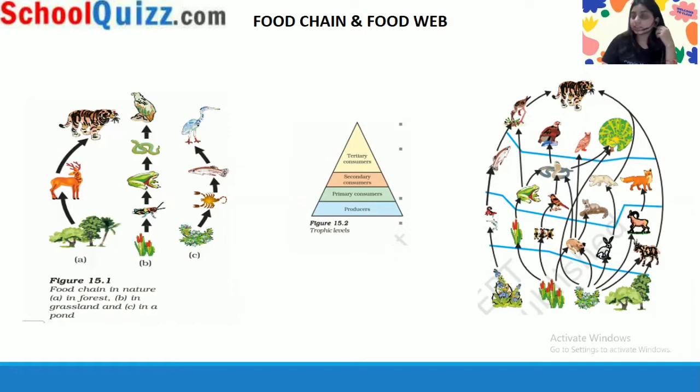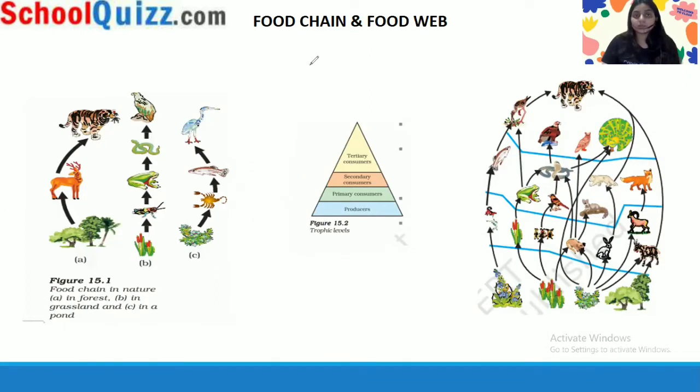Okay, so let's start our today's topic, and that is the food chain and food web. I hope you are all revising the previous topics which we learned in our earlier classes. Keep revising those topics, and let's start our today's topic, that is the food chain and food web.